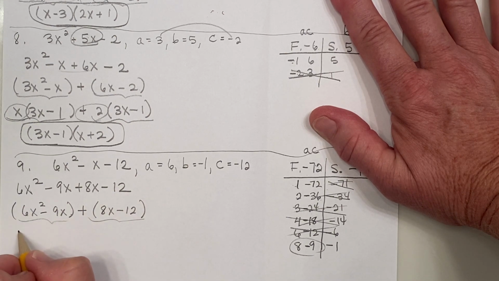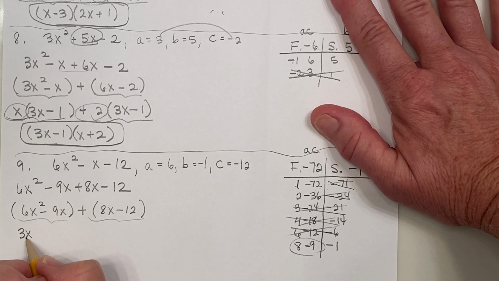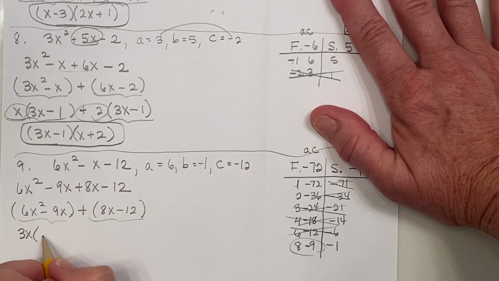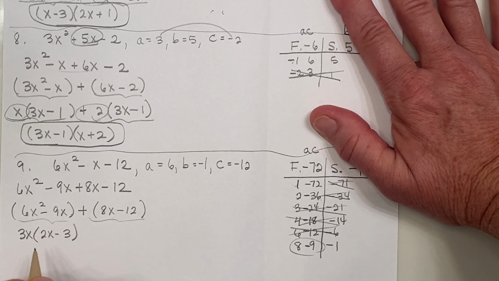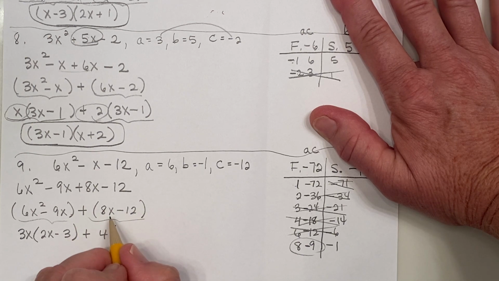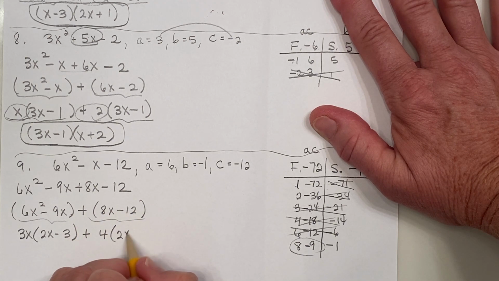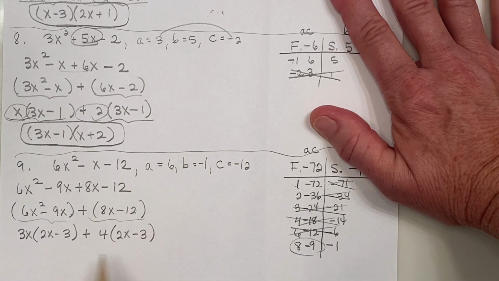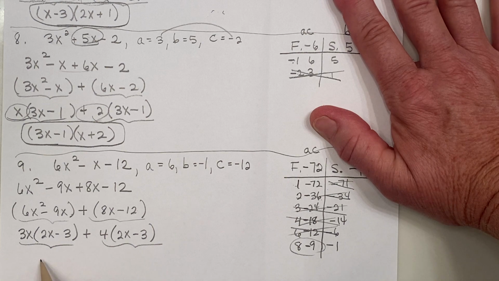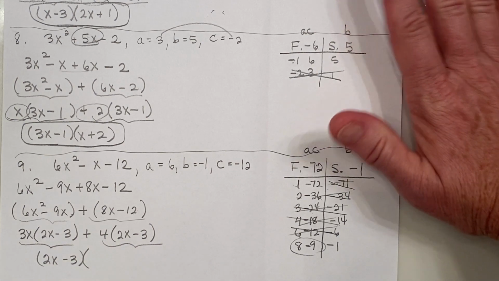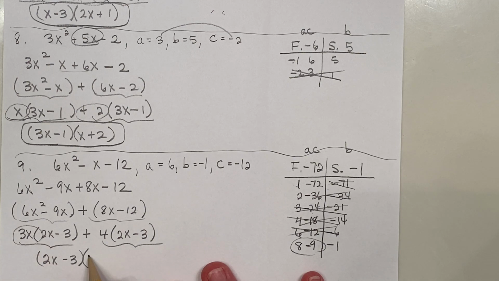3x will come out from this first set. 2x minus 3, I believe. I gotta check it by multiplying, yeah. And then 4 divides out of 8 and 12. So that'll leave 2 here with an x and 3 here. Yep, and all is well and right because I have the same binomial. Okay, and I'm left with 3x plus 4.